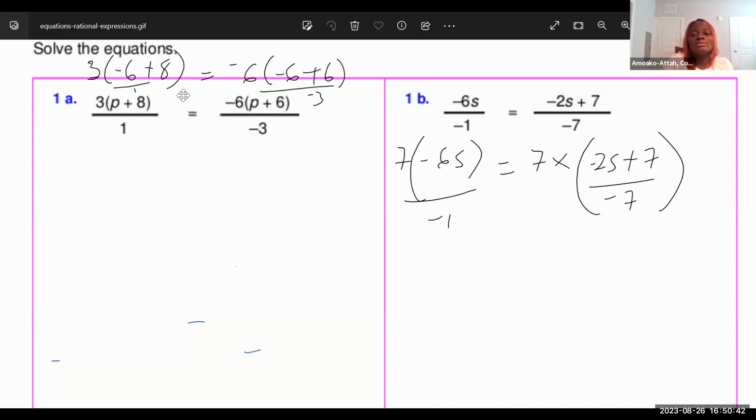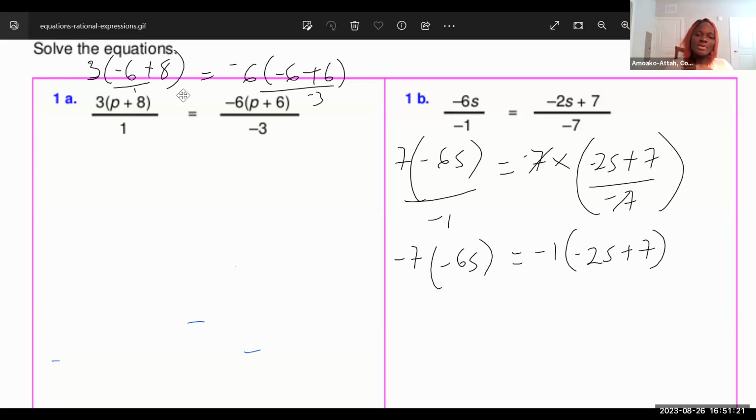All right, so you can now simplify. The first one will give us negative 7 because the negative 1 flips the top one. Negative 7 parentheses negative 6s. Now the fraction is gone, equals this, and this cancels out. 7 divided by 7 is 1. But don't forget it is negative 7 here, so the negative 1 comes up. So you have negative 1 parentheses negative 2s plus 7. All right. So now you have your linear equation.